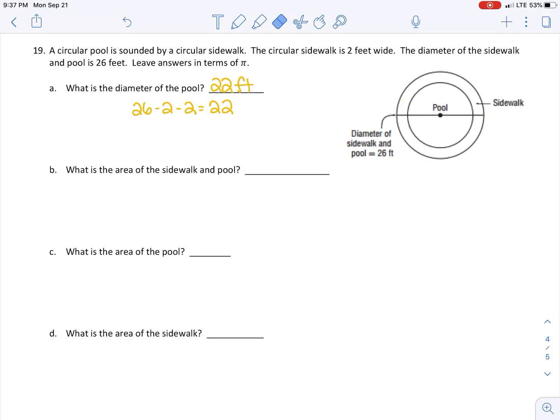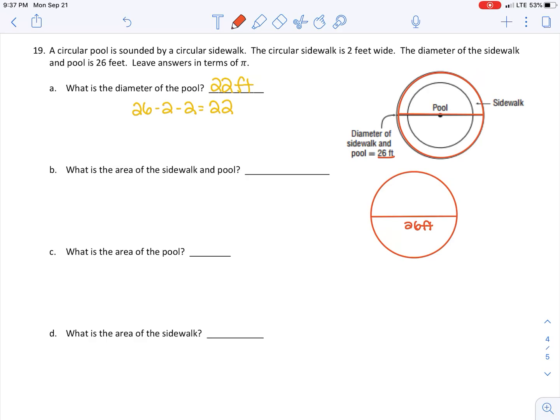Then I'm going to erase some of this so that we can see everything. Then it's saying, well, what is the area of the sidewalk and the pool? So I want to know what the area of this big circle is, this entire big circle. And if I pull that circle away from my picture just to maybe make it a little bit easier, I have a circle. And I know that the full diameter across that entire thing is 26 because it told me that. So I'm going all the way across my circle, and that's 26 feet.